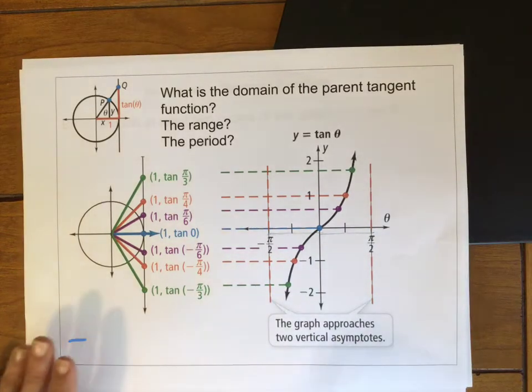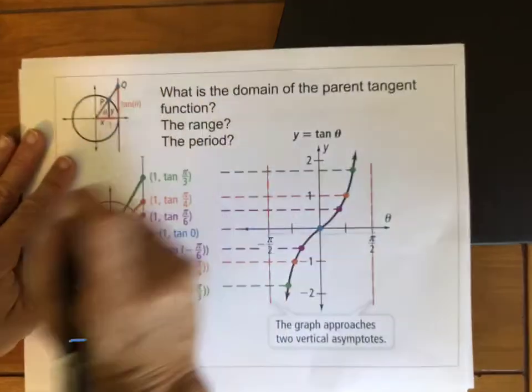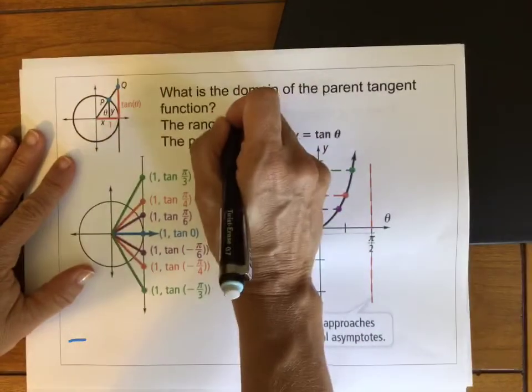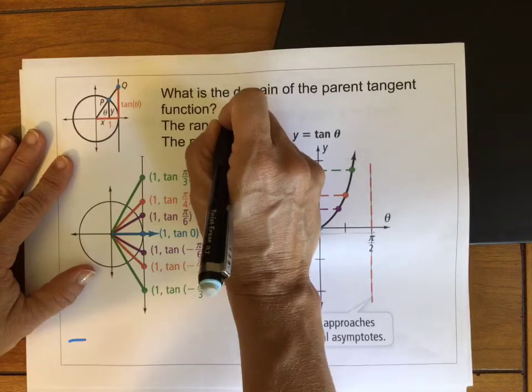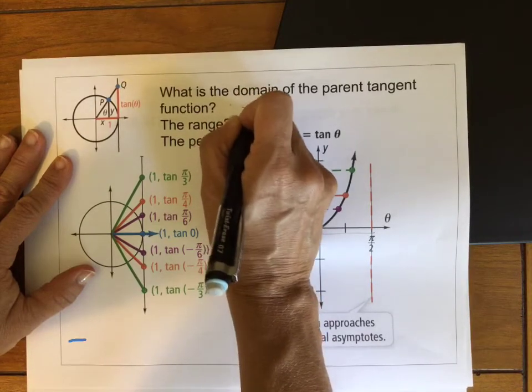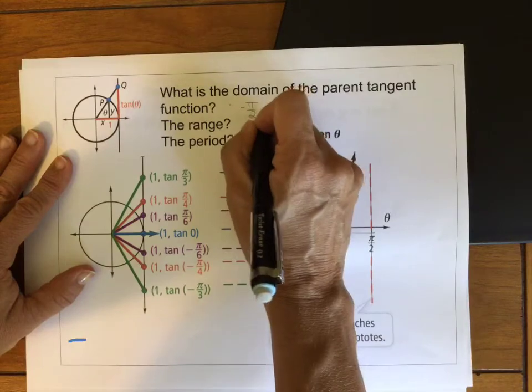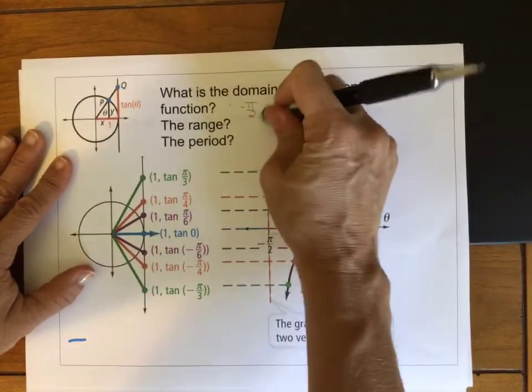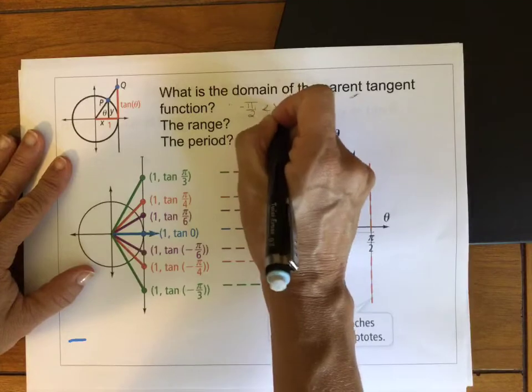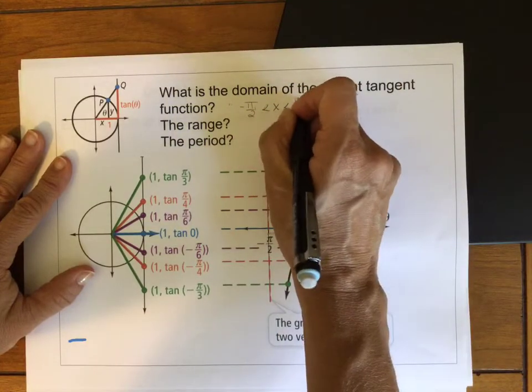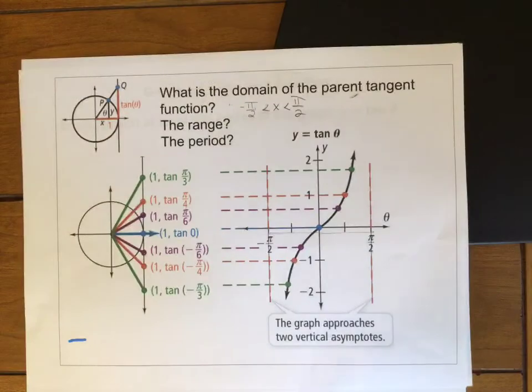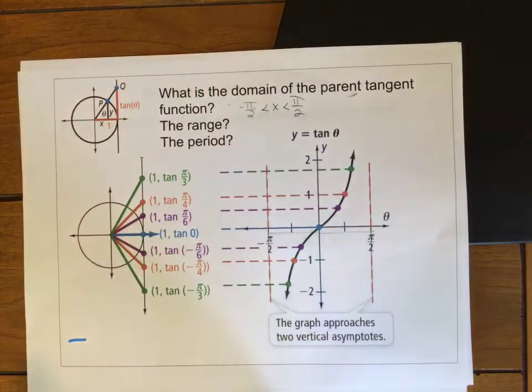And so if we were going to look at this, what is the domain of the parent tangent function? It's not all real numbers. The domain is, in this case, negative pi over 2 is less than, it's not equal to because it's an asymptote, x, which is less than pi over 2. And that's just for this section. That's going to happen every pi values.